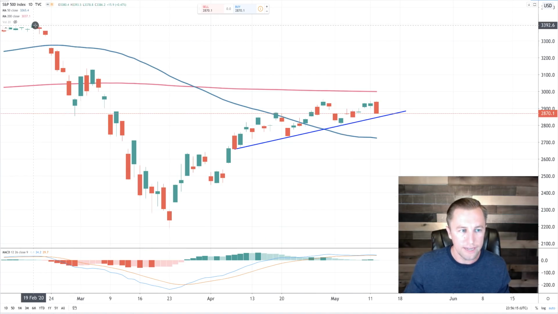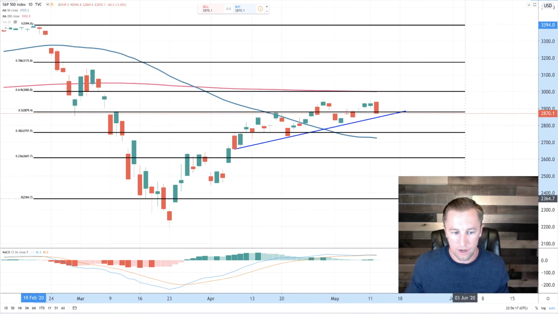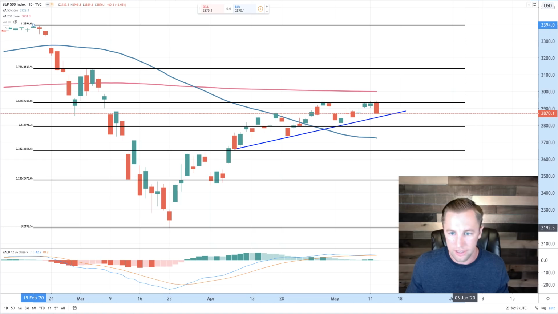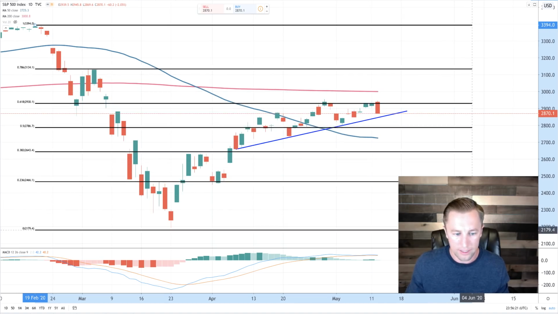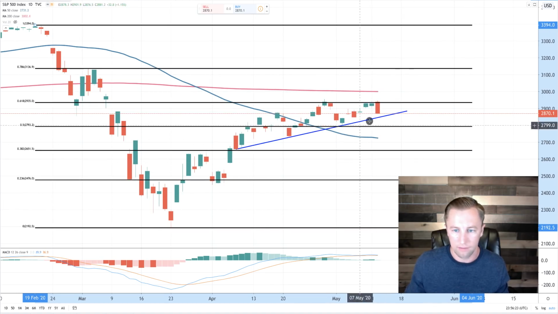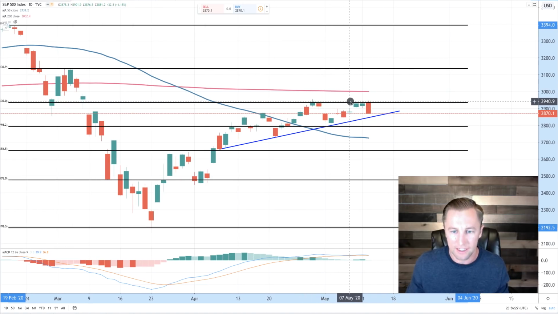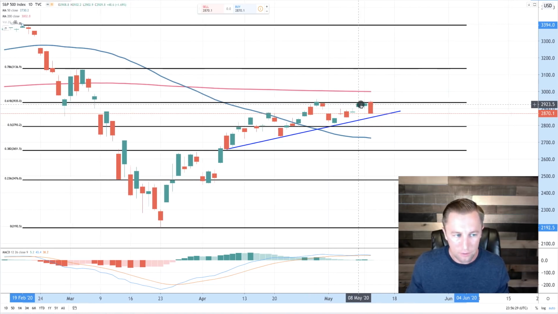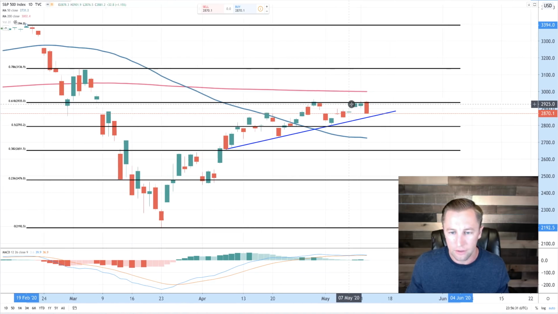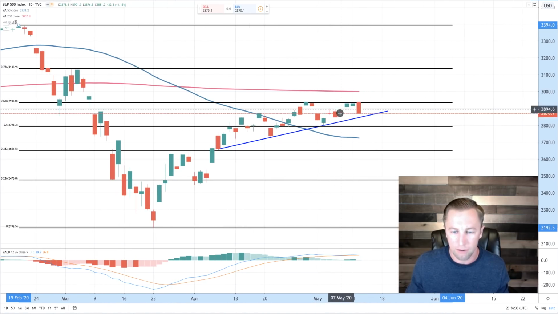Okay, so we're here at the daily. I'm going to go ahead and draw out the Fibonacci levels just so you get a good idea of what we were talking about when I say the 61% level. This black line right here where my cursor is at, that's the 61% retracement level. And if you follow my videos, you've heard me say plenty of times that I think it's going to probably be going within this channel for a little bit longer.